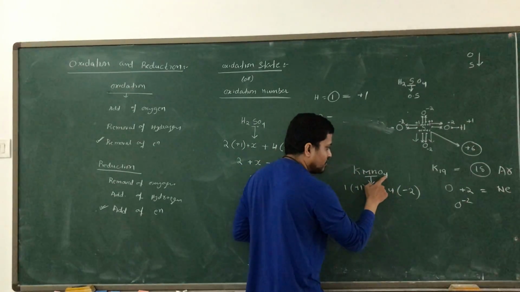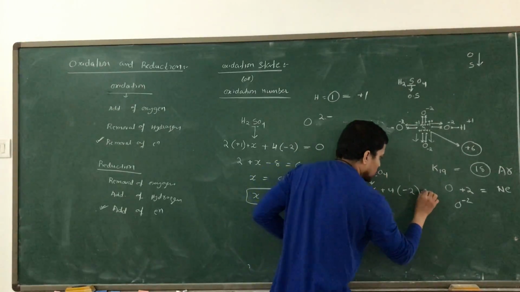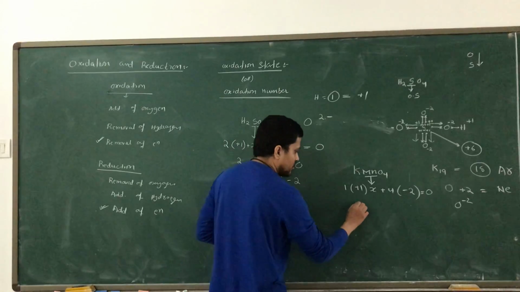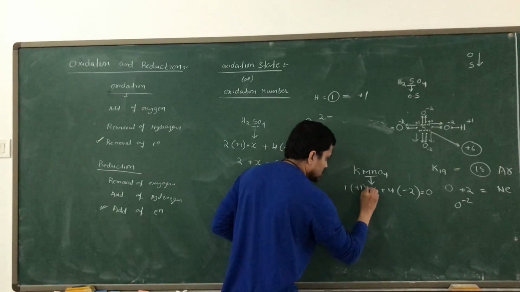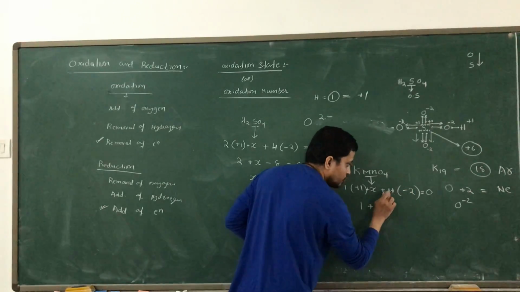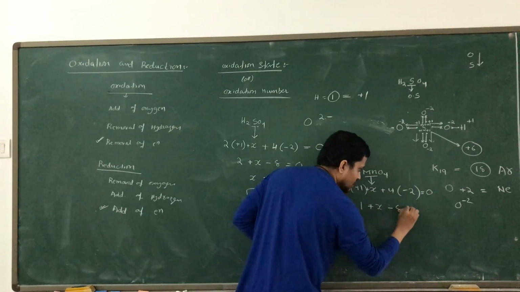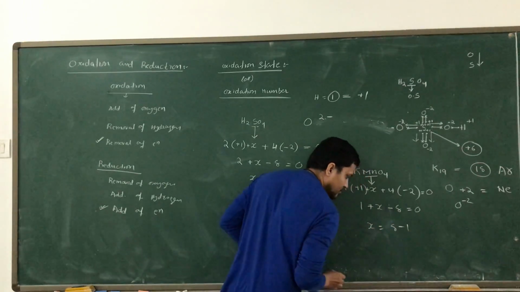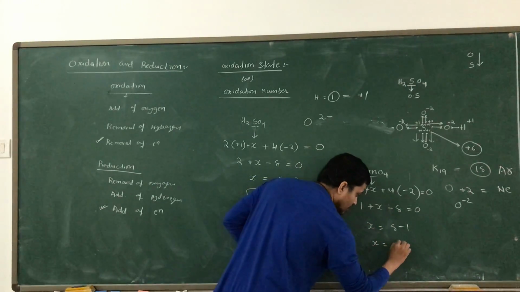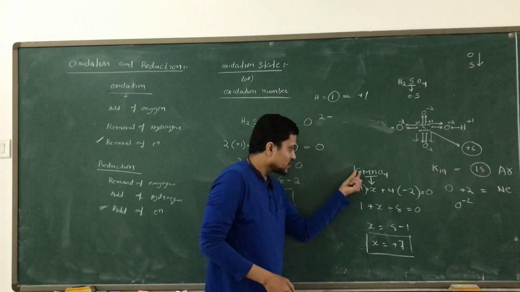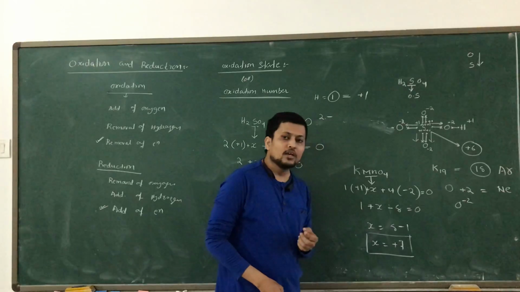How many oxygens do we have? 4 oxygens we have. Is there any charge on the complex? No, 0 charge. So again, 1 plus x plus 4 into -2, which is -8, is equal to 0. So x is equal to 8 minus 1. x is equal to +7. So the oxidation state of manganese over here is going to be +7.